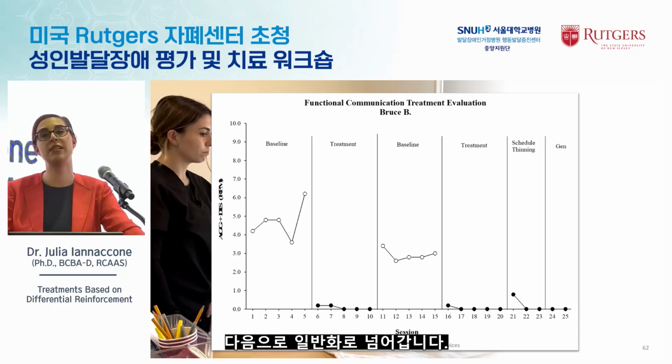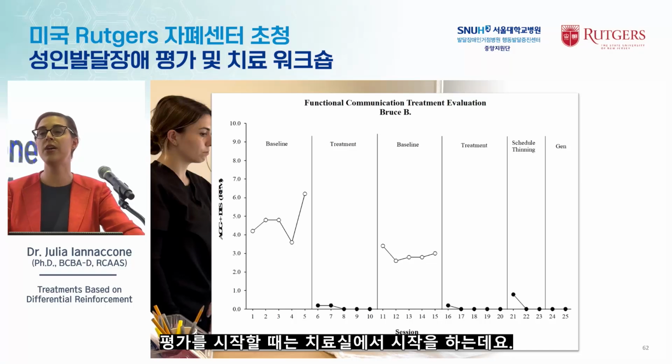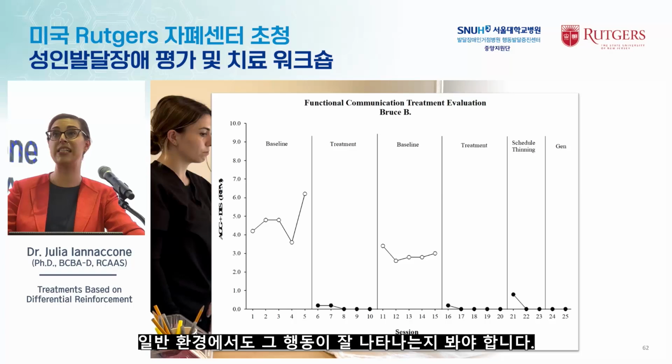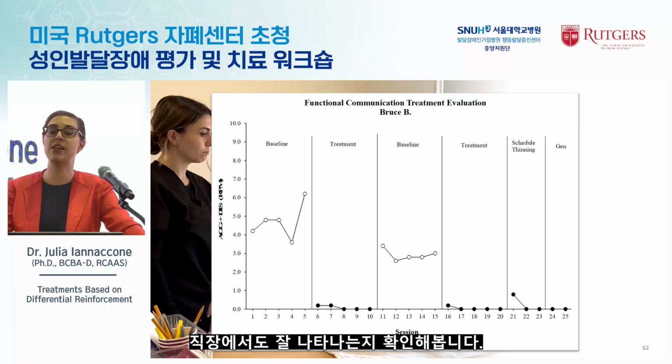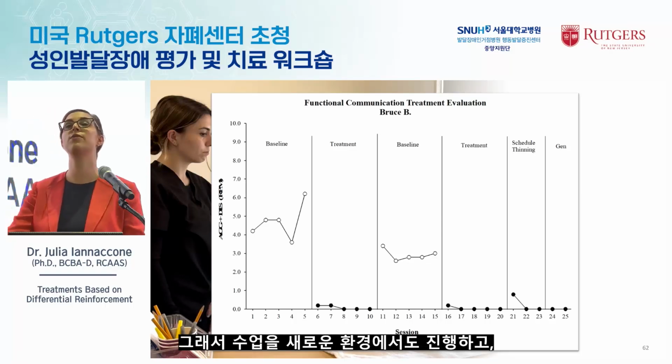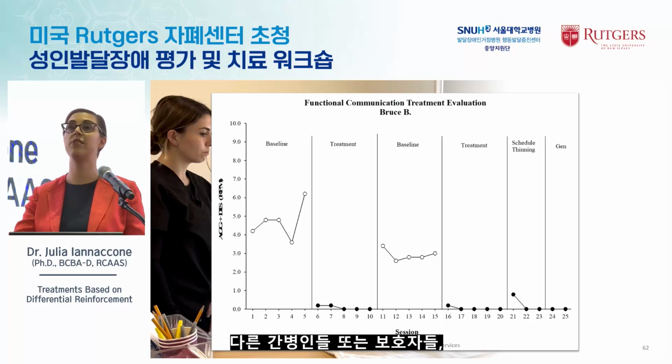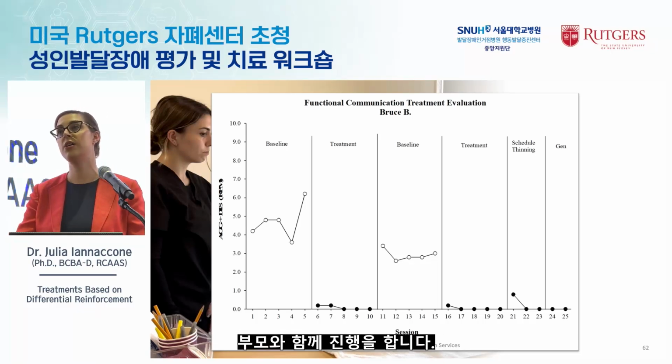And then we move to generalization. So maybe when we're starting these evaluations, we're starting them in our session room. But we need to make sure that it works in his regular environment, maybe at his day program. Or if he has a job, he needs to be able to work at his job. So we'll run these sessions in other environments. We'll also run them with other caregivers. We'll maybe have the parents come in, or we'll go to the parents, or we'll go to the day program and watch how he does with his regular staff as well.